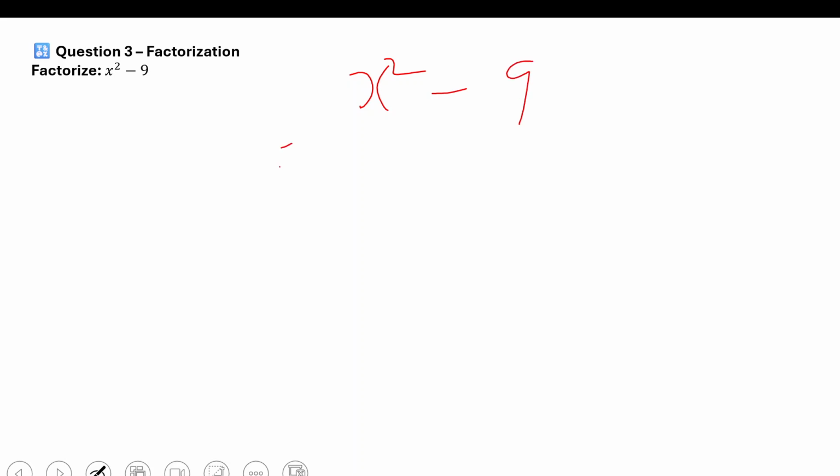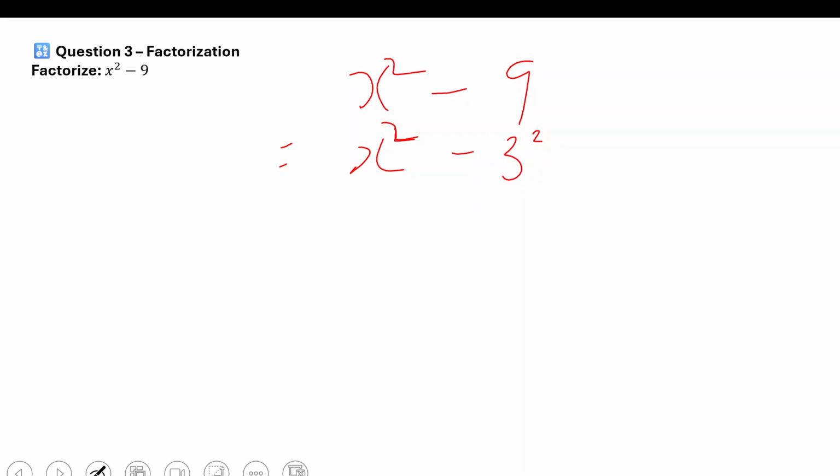This can also be written as x squared minus 9 is actually 3 square. So if I put 3 square here, it's the same thing as 9, right? So I have an interesting situation here. We call it difference of 2 squares.